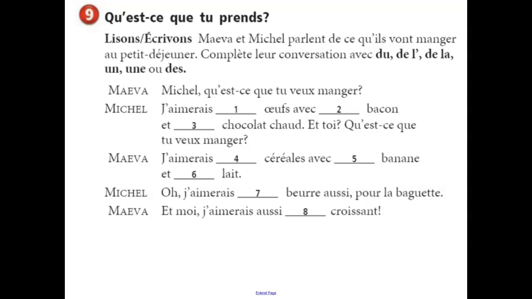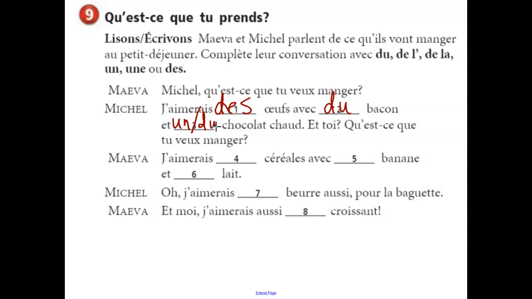Alors, Maïva asks Michel, qu'est-ce que tu veux manger? Michel, what do you want to eat? Michel says, j'aimerais des œufs avec du bacon et, now there are two answers that I would accept here. You could say either un chocolat chaud or du chocolat chaud.